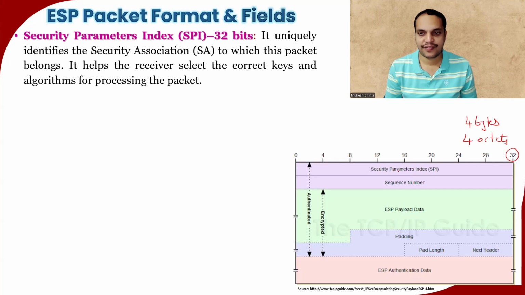Now, the first field is something called a security parameters index, SPI. It is 32 bits in length. It uniquely identifies the security association to which this packet belongs. Thereby, the receiver can now select the correct keys and the algorithms for processing of this packet.